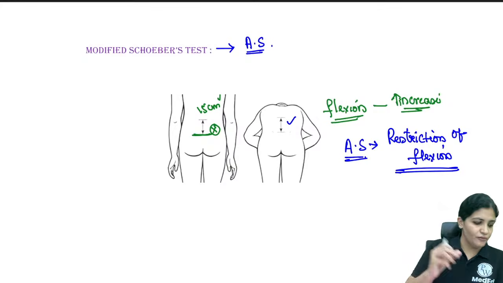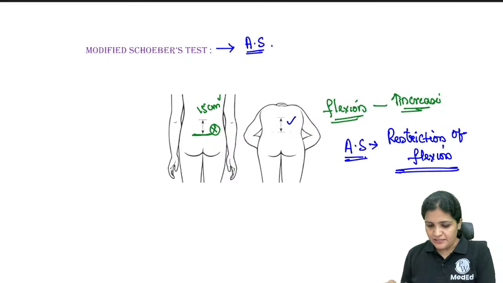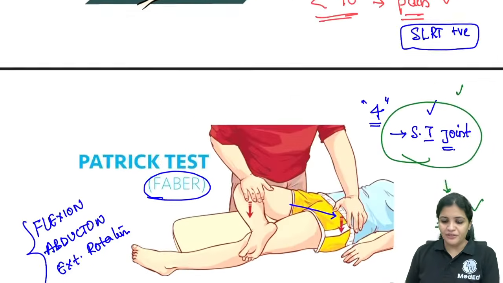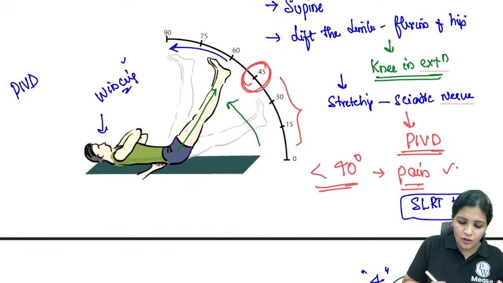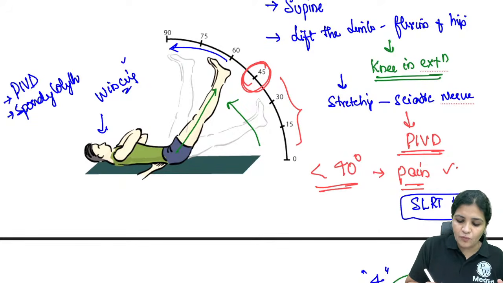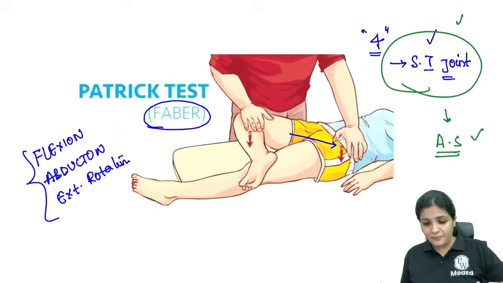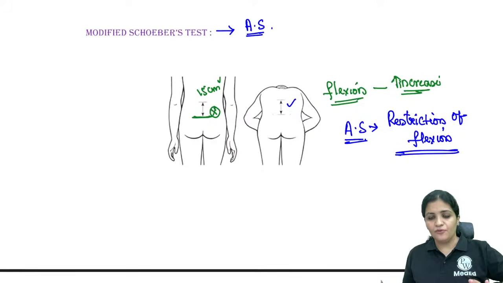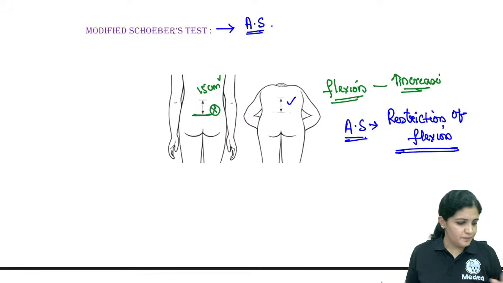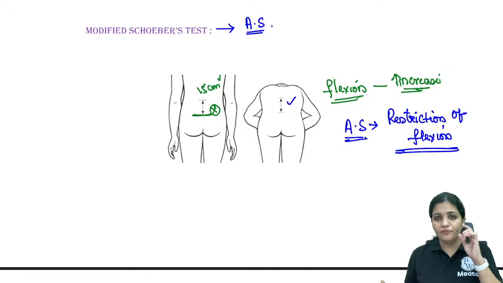There will be restriction of the flexion, and that is your modified Schauber's test. So we have three important tests. Whenever you do the SLRT, you are dealing with PIVD, or sometimes listhesis where the nerve is involved, or lumbar canal stenosis. This is the test for all these three conditions. Whenever you're doing Faber's, it is for inflammatory conditions or ankylosing spondylitis, and Schauber's is again for ankylosing spondylitis. That is how you come to a conclusion of the diagnosis.